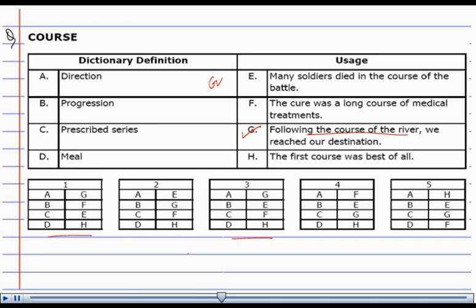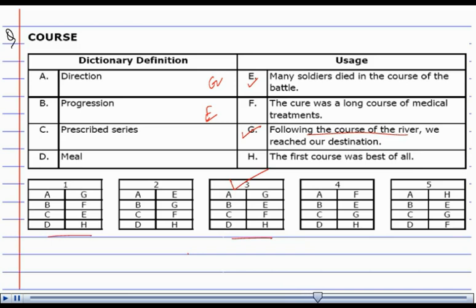Now, let's look at the other options. With option B, progression. Here, in option E, you may find many soldiers died in the course of the battle. Here, soldiers have died in the progression of the battle. So, the correct matching of E would be B. Here, the only option available is option number 3. So, the correct answer is 3. But let's look at the other options.